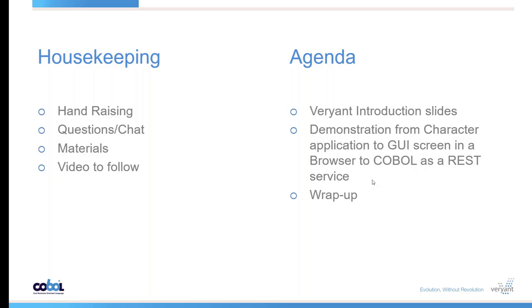This is the first in a series of 6 webinars focusing on modernization, both in distributed or open, which is Linux, Unix, Windows, Mac systems, and in mainframe environments. First, we're going to look at some introduction slides, and then I'm going to do a demonstration and take you from a character screen all the way up to a REST service. And then we'll wrap up and answer questions.